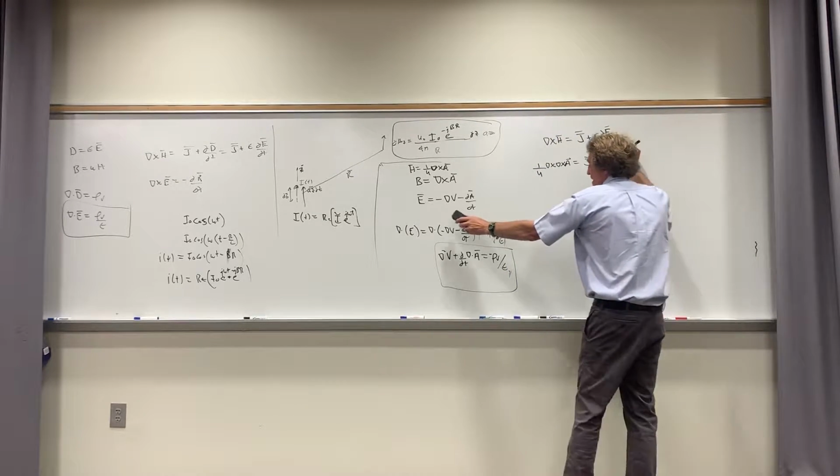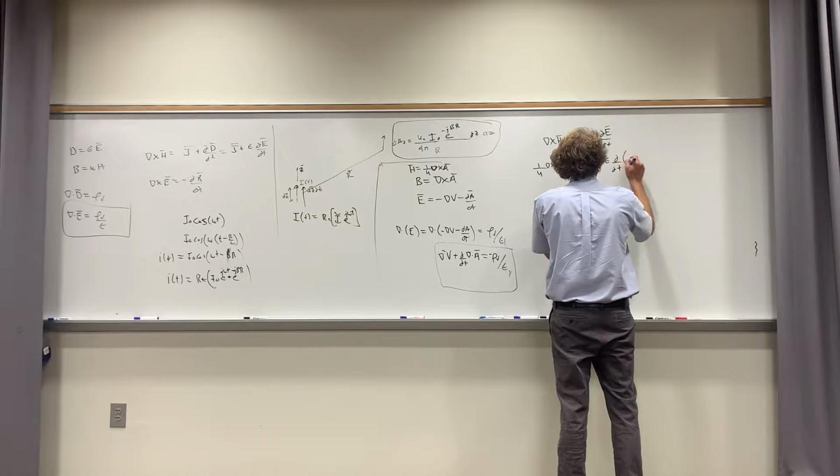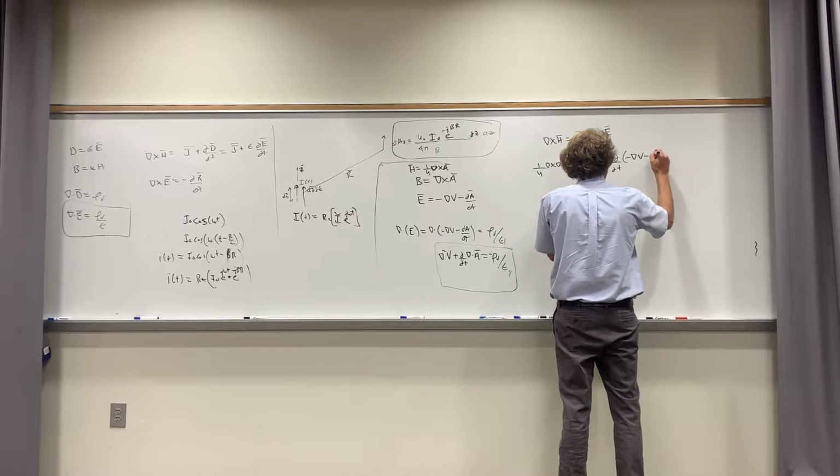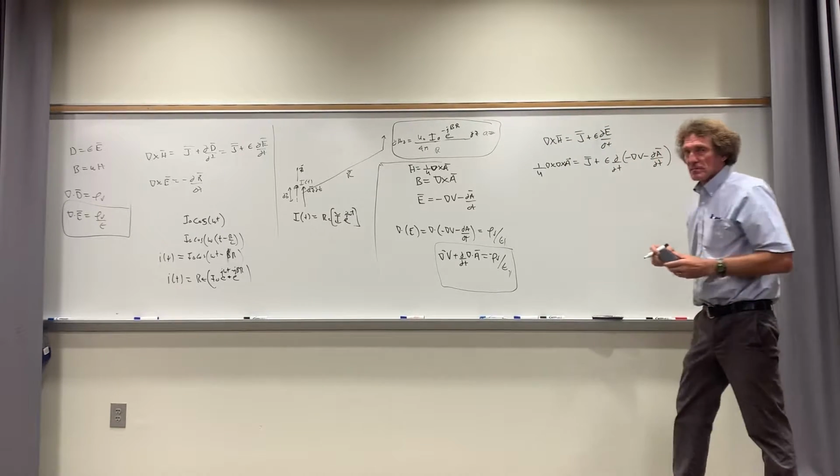Well, what is E? It's this. So it's the partial with respect to t of minus the gradient of V minus dA/dt. I know this looks mathematically clumsy.